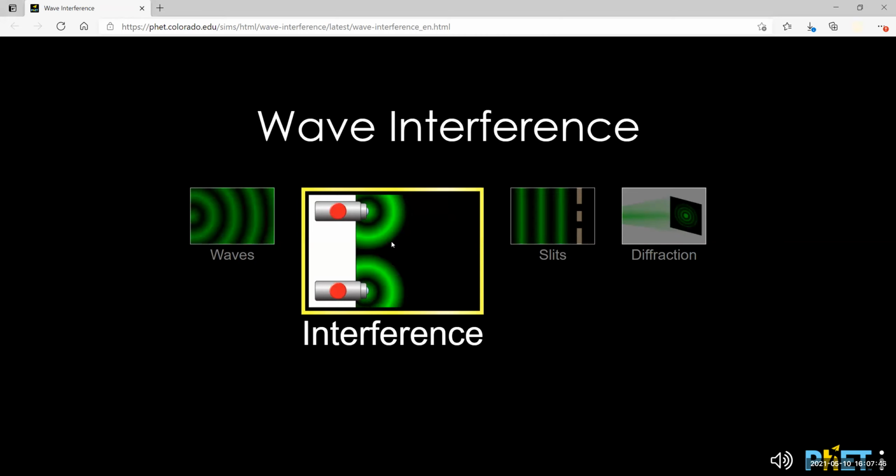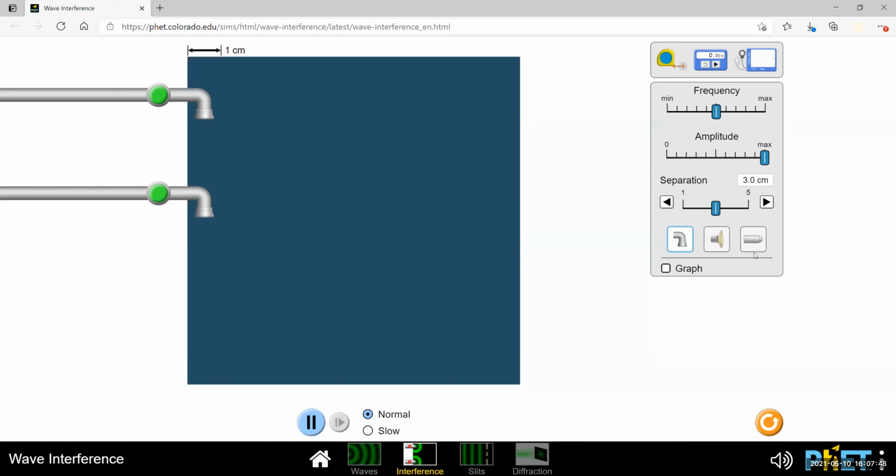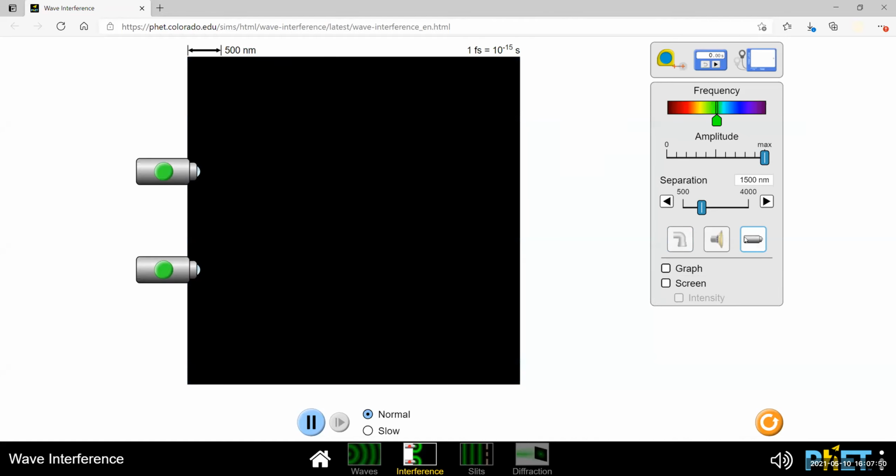Okay, this is the lab basically that I'm working on. First of all, I'm going to choose light in here as a source. And you can clearly see here the separation can be from 500 to 4,000 nanometers. I remind you that a nanometer is 10 to the negative 9 meters. So we're dealing with some tiny distances in here. 500 nanometers is 0.5 micrometer. Micrometer is a lot less than the hair, basically, okay?